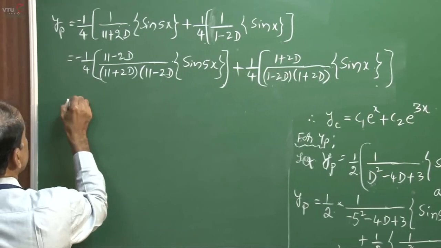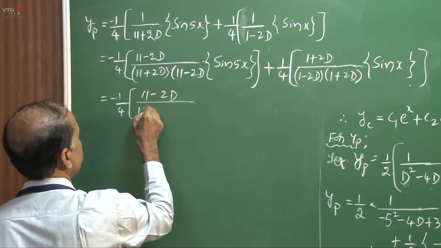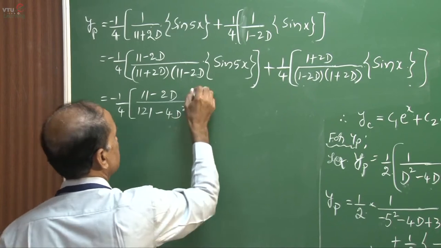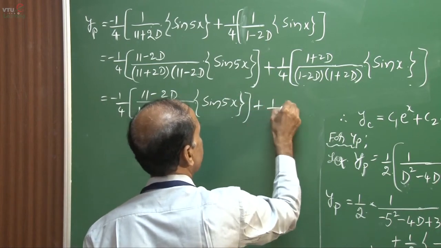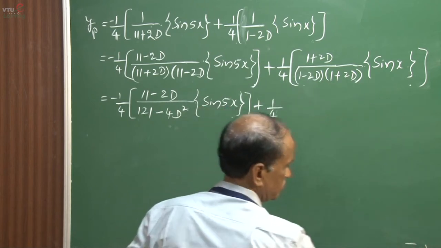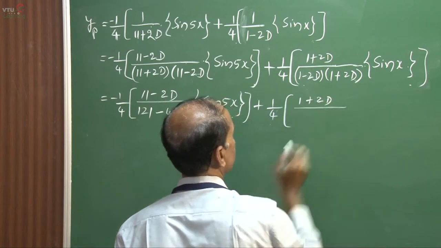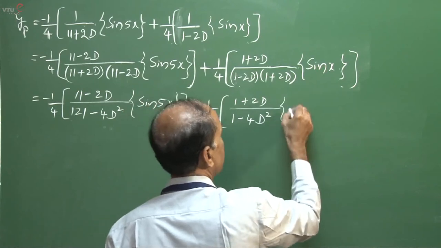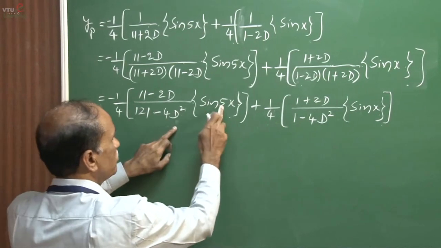Then this becomes minus 1 by 4 multiplied by 11 minus 2D and denominator 121 because 11 square is 121 and minus of 4D square that is to be operated on sine of 5x, and then plus of 1 by 4, the numerator 1 plus 2D and denominator that is 1 minus 2 square, 4, it is D square, operating on sine of x is there. That is once again D square you will be replacing by minus 5 square.